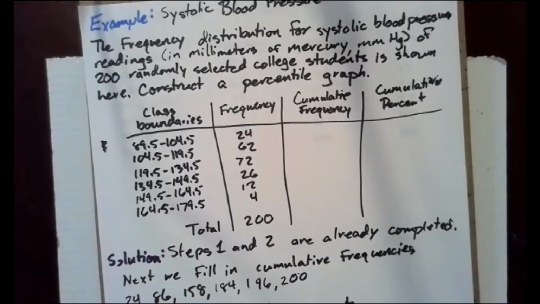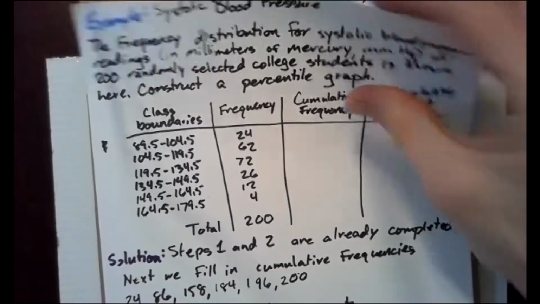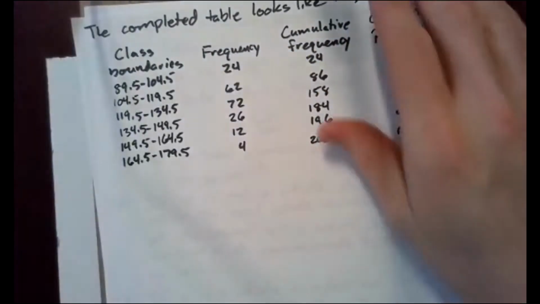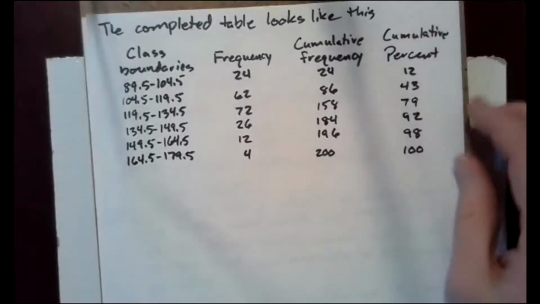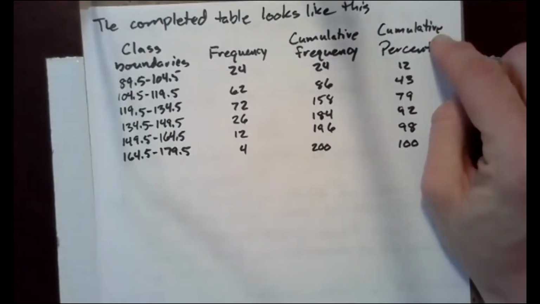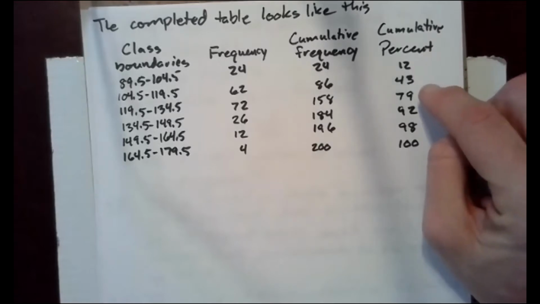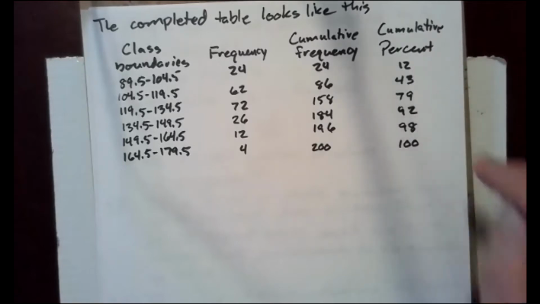We next fill in the cumulative frequencies: 24, 86, 184, 196, and 200. We now calculate cumulative percents for the first class. For the first class, the cumulative percentage is 24 over 200 times 100, which is 12%, and we plug these into the table. The completed table looks like this. So we'll see that our cumulative percentages are 12, 43, 79, 92, 98, and 100.